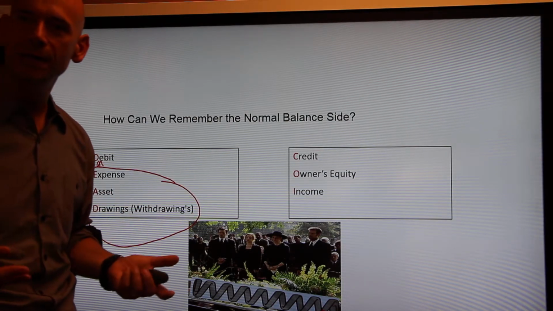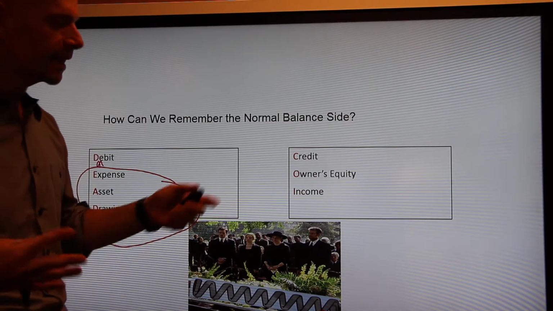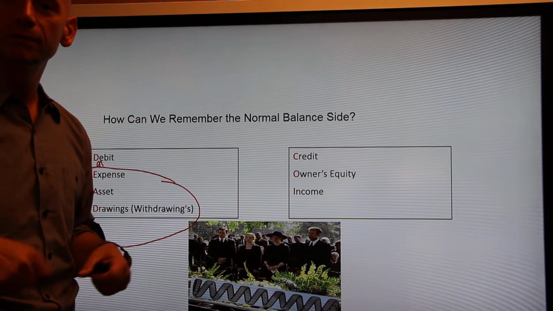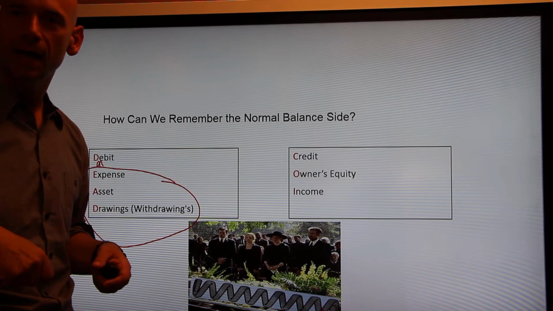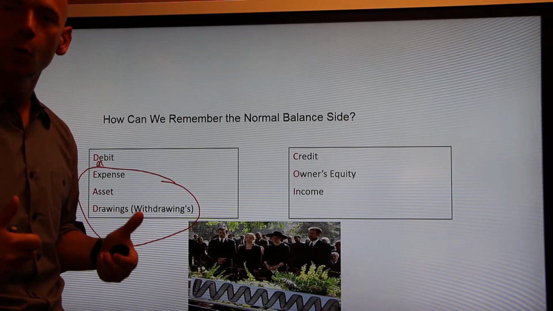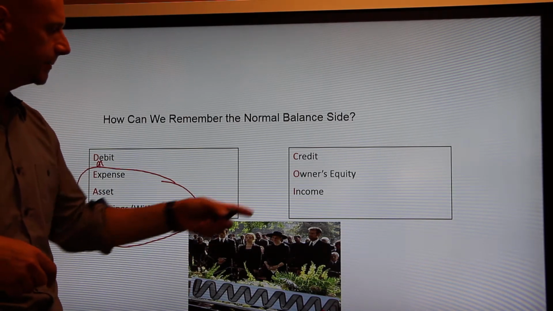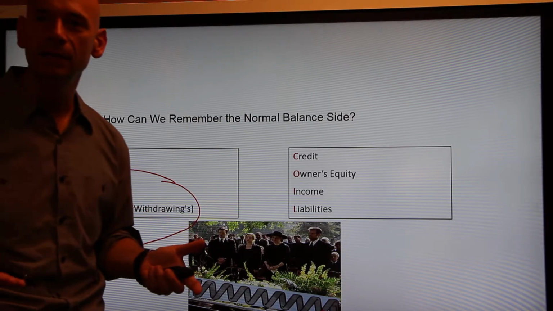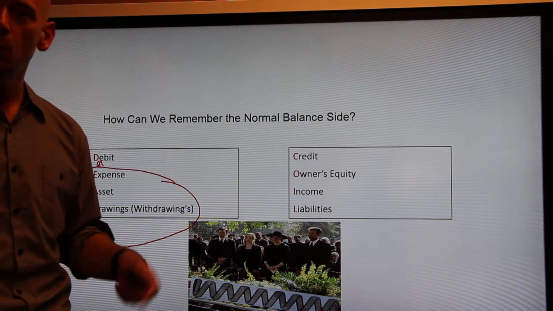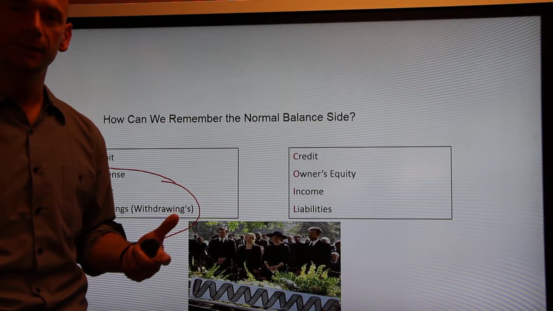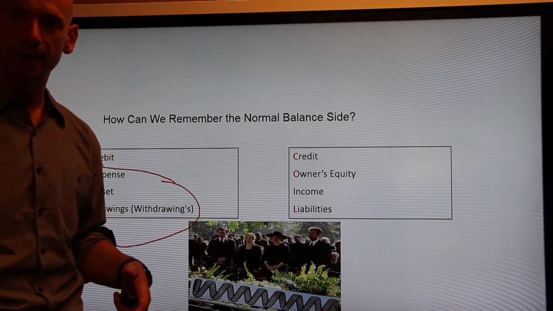The I stands for income. Income are our revenue accounts. Anytime revenue goes up, you would list that also on the credit side. Anytime we have revenue and increases, the normal balance, the increase side, is credit. And then finally, the L stands for liabilities, our accounts payable.